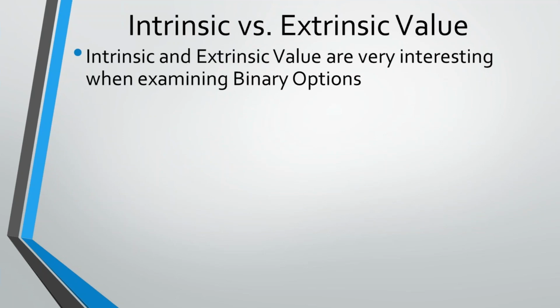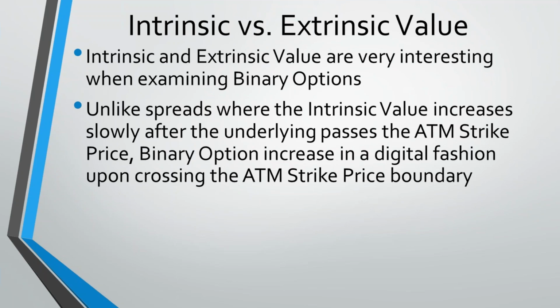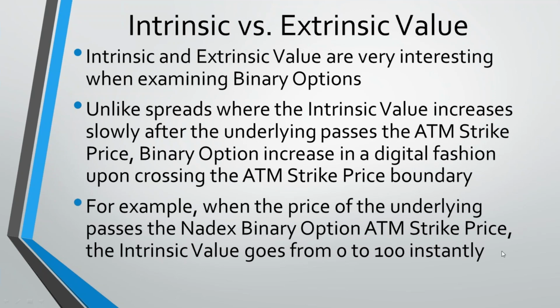Intrinsic and extrinsic value are very interesting when examining binary options. Unlike spreads, where the intrinsic value increases slowly after the underlying passes the at-the-money strike price, binary options increase in a digital fashion upon crossing the at-the-money strike price boundary. For example, when the price of the underlying passes the Nadex binary option at-the-money strike price, the intrinsic value goes from 0 to 100 instantly. Think about that.